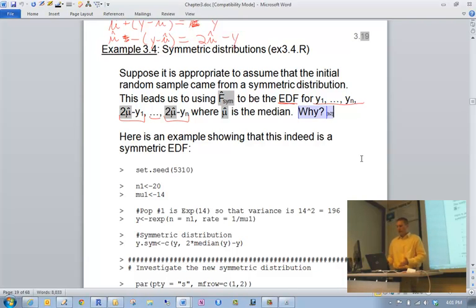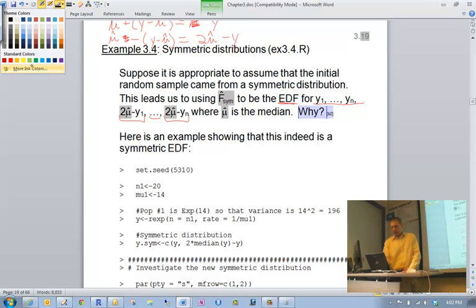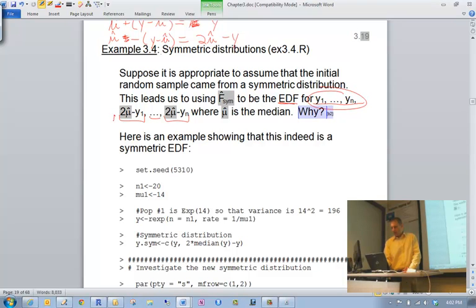To do that, we said, why don't we take our EDF, which we take resamples from, to consist of not just y1 through yn like usual, but also 2 mu hat minus y1 through 2 mu hat minus yn, where mu hat is the median. What this does is allow the f hat to be symmetric. So that's where we left off last time.